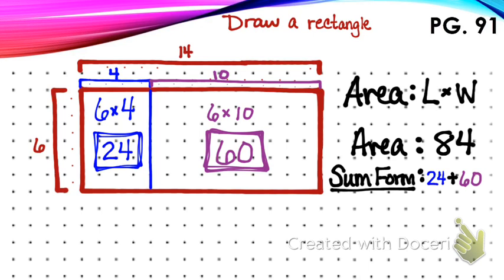We're going to write down another form here. This is called product form.